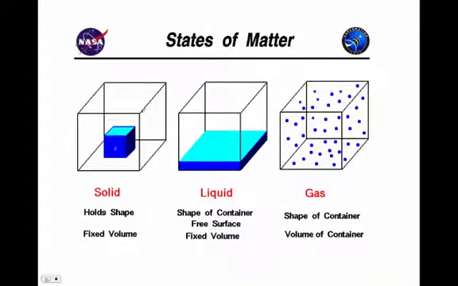Here's a solid. So this solid's particles hold their shape and they have their own fixed volume. Liquids, they don't have their own shape. They take the shape of their container, but they do have a fixed volume. And gases don't have a fixed shape. They just take the shape of the container, and they also take the volume of the container.